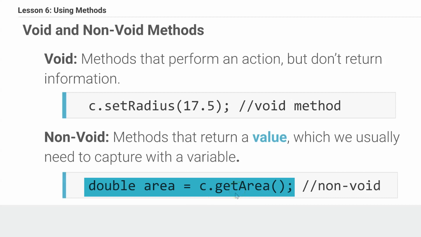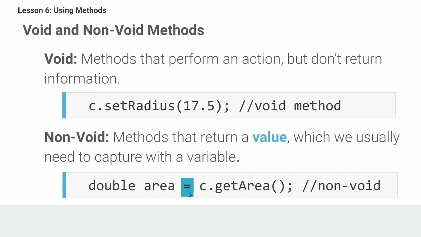Now, because it's giving us that number back, when you call a non-void method, you're almost always going to see an equal sign, because this is the assignment operator, and we need somewhere to put the number, or the value, that comes back to us, right? And so the place that we usually put that is going to be in a variable. Okay, let's go ahead and have a look at the API so we can dig into a little bit more of the details of void and non-void methods.